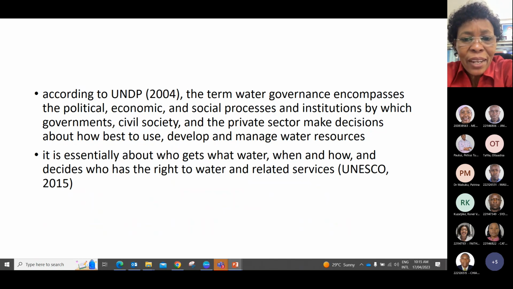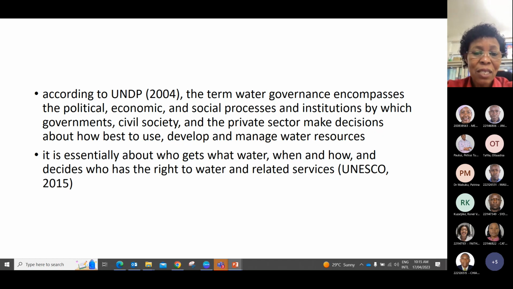And the UNDP defines water governance as encompassing the political, we're going back to political issues, economic and social processes and institutions by which governments, civil society, and the private sector make decisions about how best to use, develop, and manage water resources. Again, the variables that had been mentioned by the GWP and OECD appear in the UNDP definition.